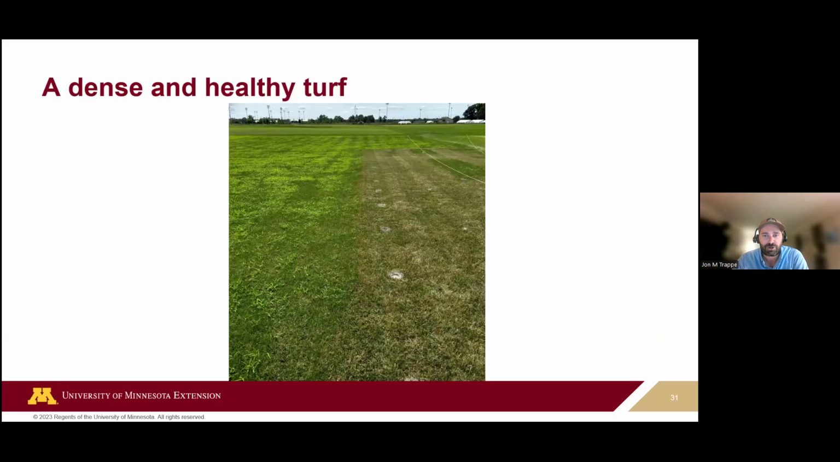So, a dense and healthy turf is the best defense against weeds, and management practices play a very important role in how dense or how healthy that turf is. So, here's an example of management practices affecting weeds. If you look at this image on the screen, you'll notice a lot of lime green grass growing amongst the rest of this darker or normal green grass.